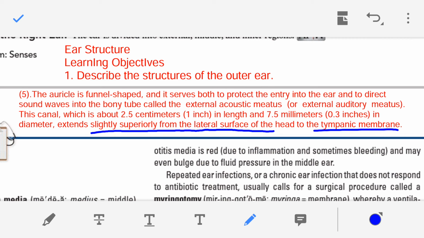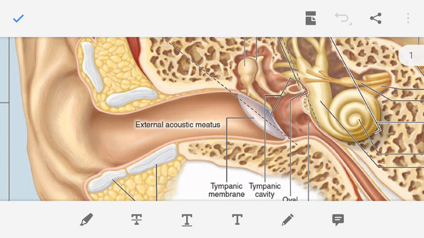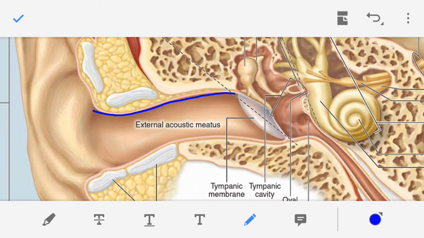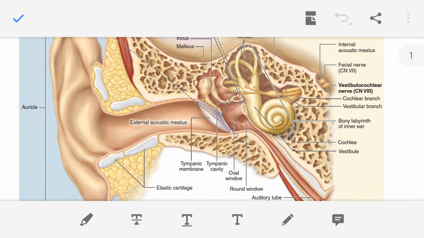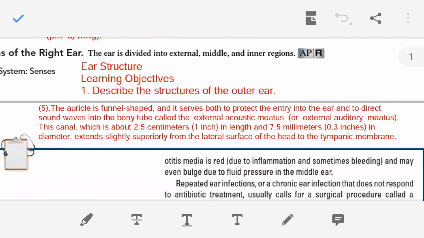So this auditory meatus is extending slightly superior from the lateral surface of the head, and finally it is reaching to the tympanic membrane. So here you can see it, this entire passage is the external acoustic meatus, and finally it reaches to the tympanic membrane. Okay, so this is about the auricle.